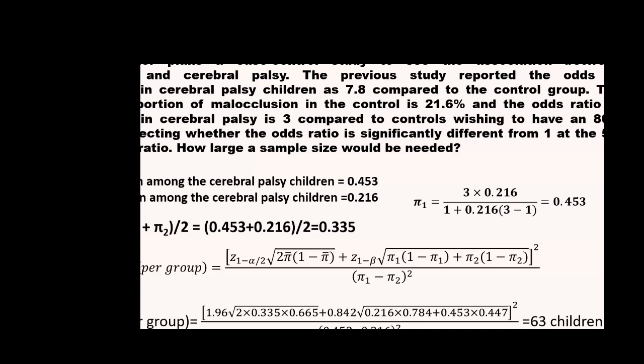Now we add this pi bar to calculate the overall average value of 0.335 and substitute in this equation. When you substitute in this equation, the answer will come 63 children in control or 63 children of cerebral palsy are required for this. So this is about the odds ratio.